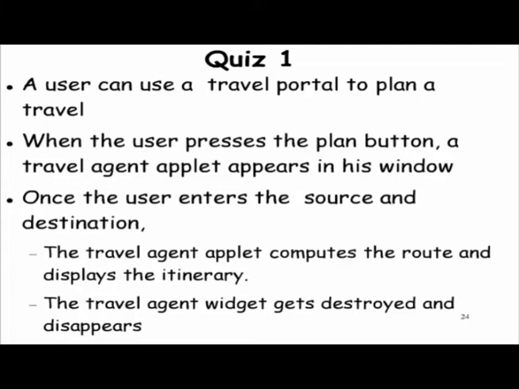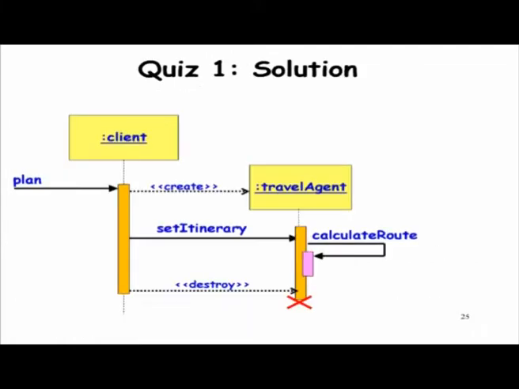So how do we draw this? Obviously, we have to identify what are the classes that are taking part in this use case execution, what are the methods they are exchanging, and also in what order. So the client is the one who is invoking the travel agent, and the travel agent applet gets created. The client is the application, actually the client application on the browser.